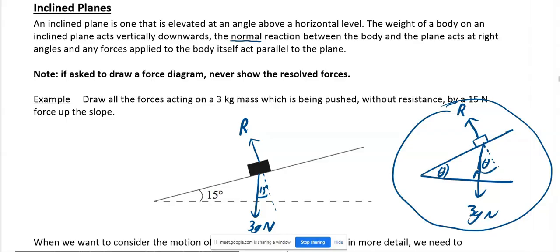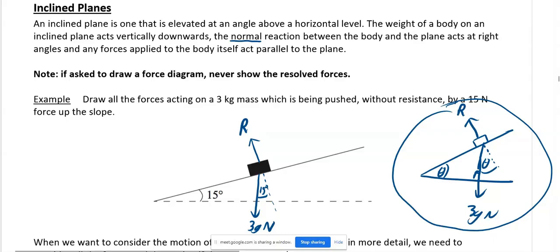Right, so key thing is now we've got our normal reaction, we've got our 3g newtons, our weight acting down the slope, and you've got your 15 degrees marked on as well. It says in this one, draw the forces acting on a 3 kilogram mass which is being pushed without resistance by a 15 newton force up the slope.